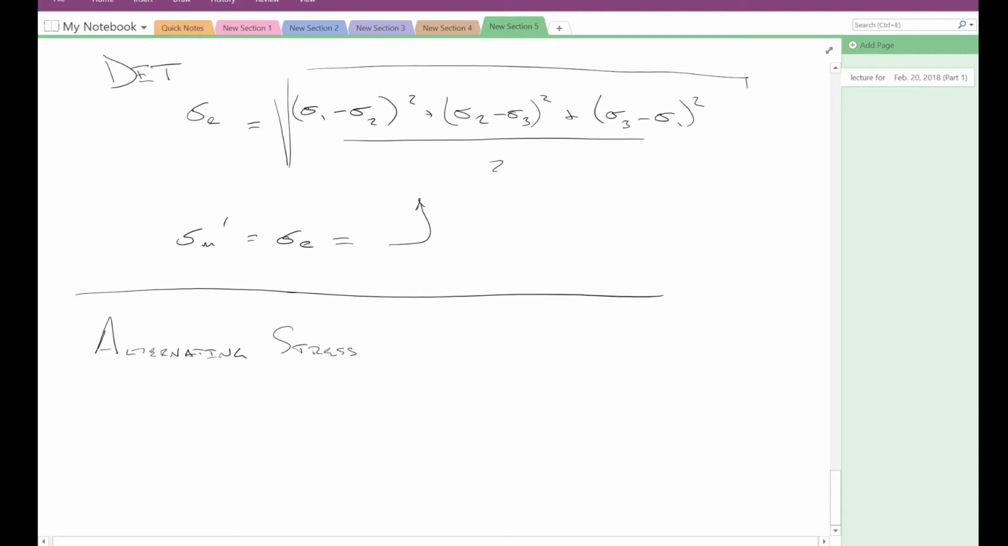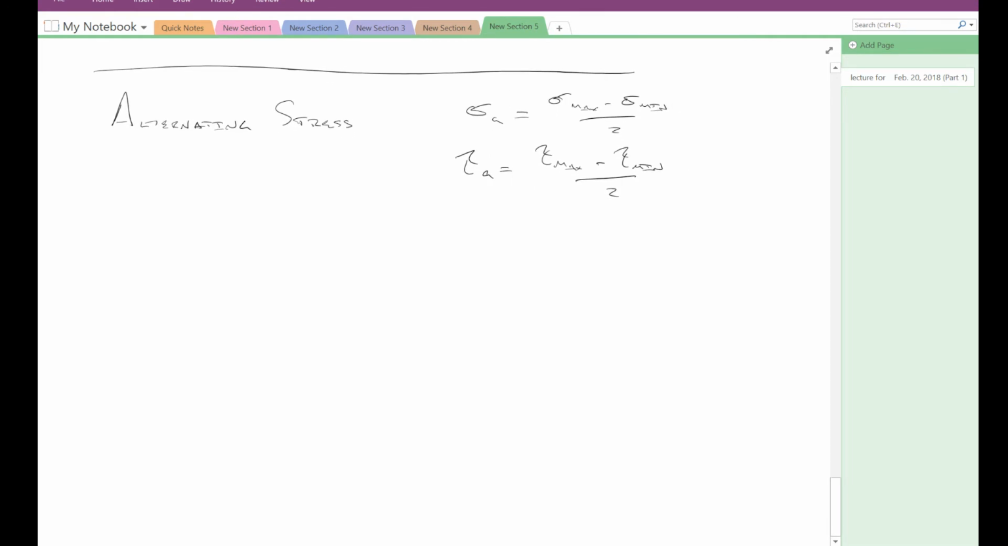Recall that the equation for alternating stress is sigma A is equal to sigma max minus sigma min divided by 2. Similarly, our tau alternating is tau max minus tau min divided by 2. And again, we'll draw more circles based on our alternating stresses.